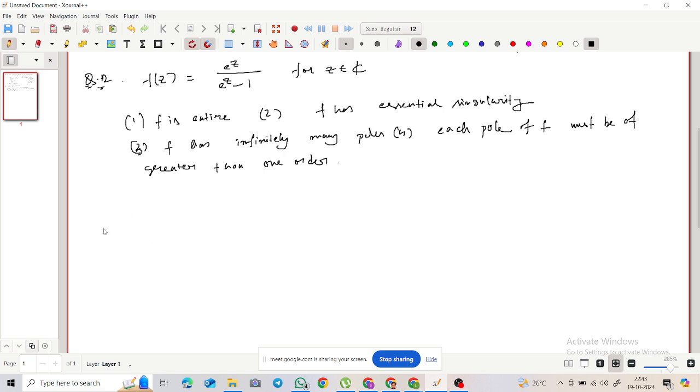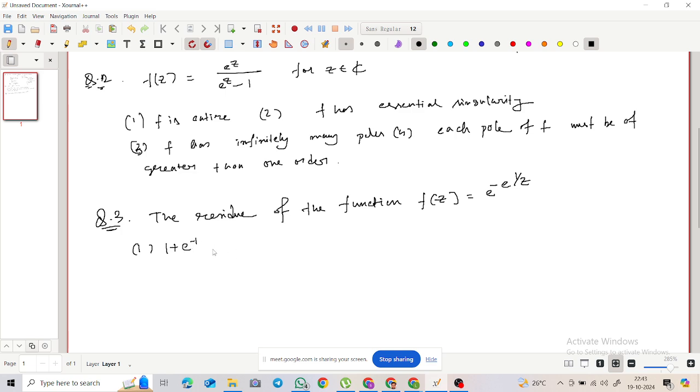Okay, let's give you two problems. The residue of the function at 1 plus e inverse minus.